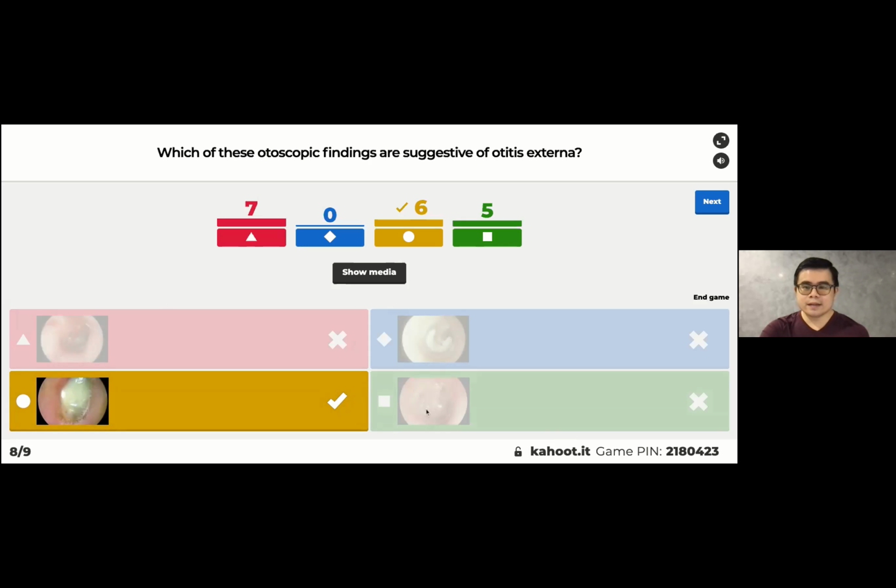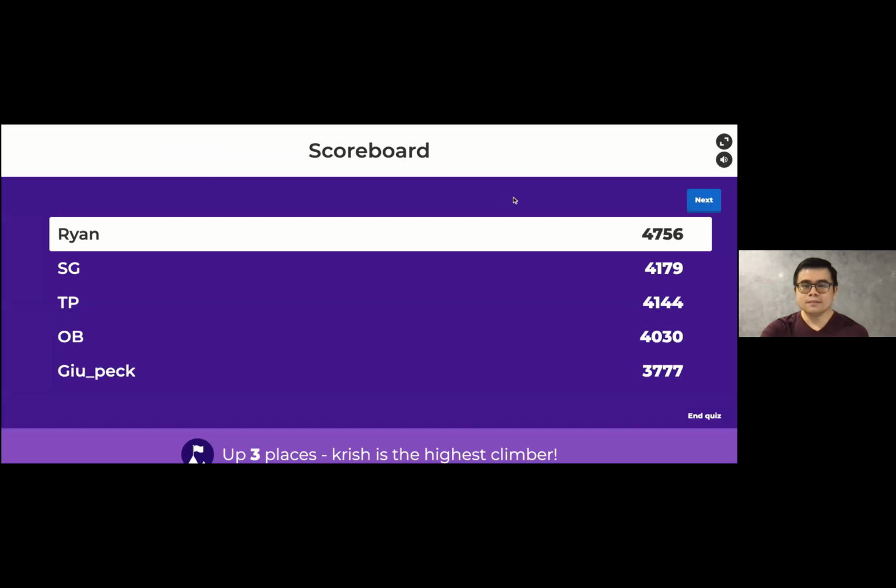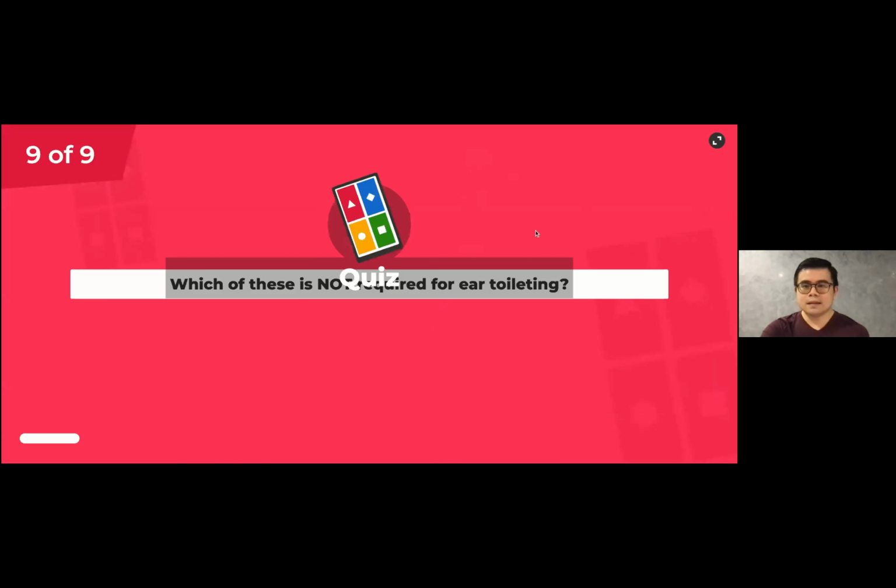And this picture is actually showing bubbles and fluid behind the eardrum, which is basically signs for otitis media with effusion. Okay, last one.